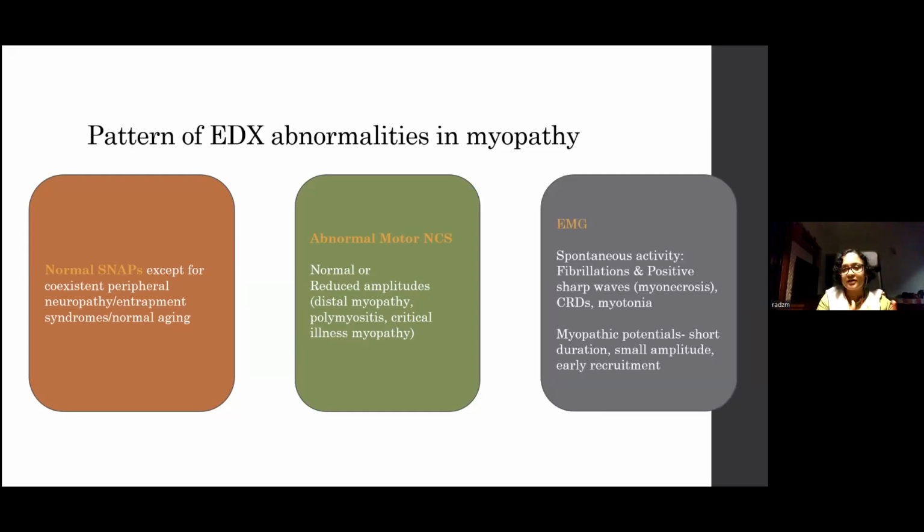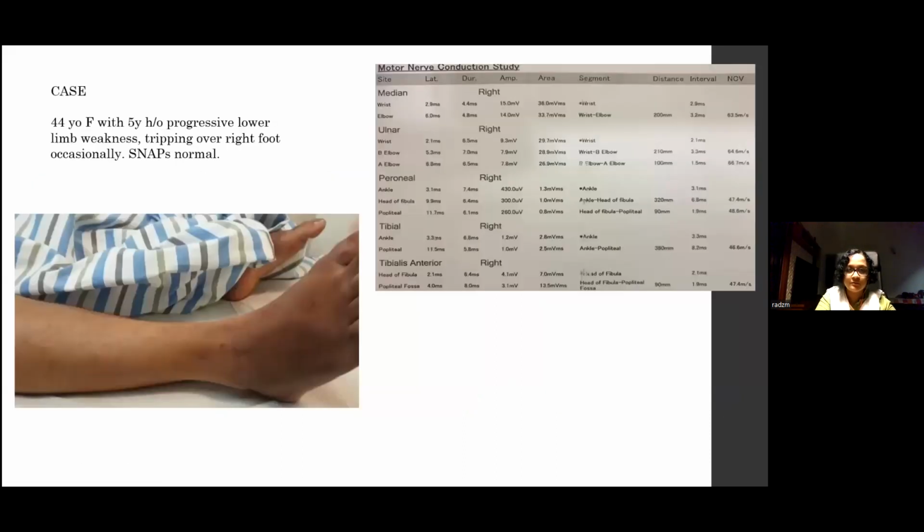EMG, again, just like radiculopathy and motor neuron disease, is your gold standard. You look for abnormal spontaneous activity. As we discussed before, fibrillations and positive sharp waves indicate there's myonecrosis. If it is an inherited myopathy, it indicates muscular dystrophy. If it is an acquired myopathy, it indicates inflammatory myopathy. Also, you might see complex repetitive discharges, and myotonia you will see in a myotonic myopathy. Then you also see myopathic potentials, as we described before.